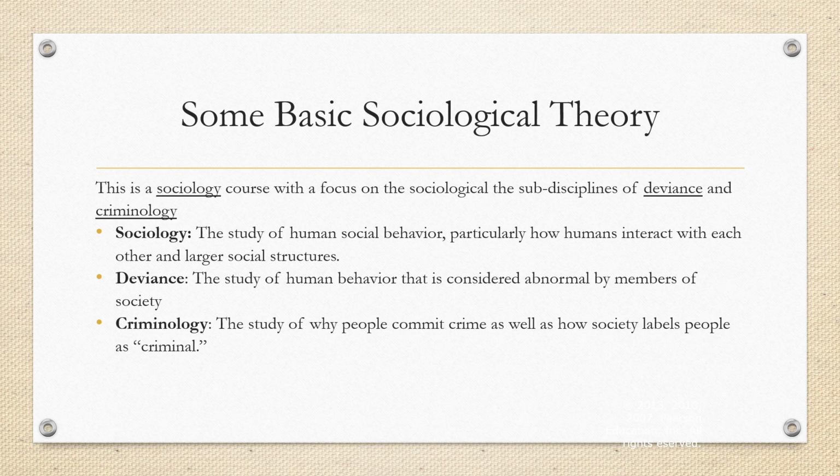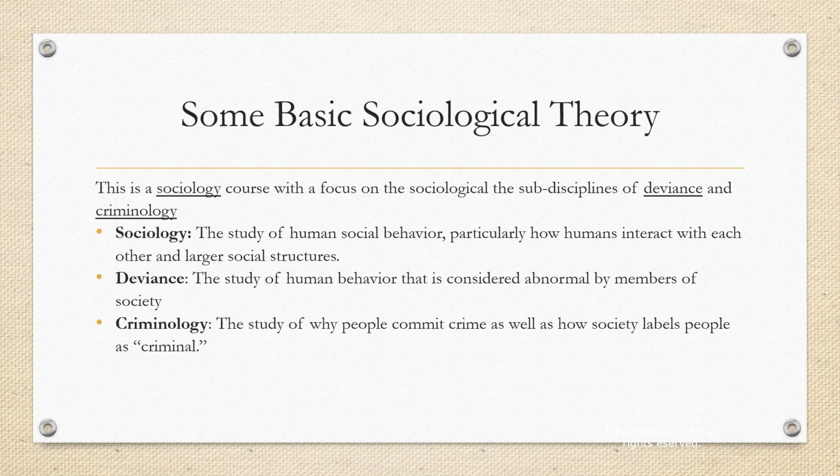Let's define each of these things though. Sociology is the study of human behavior, particularly how humans interact with each other and larger social structures. Deviance, then, is the study of human behavior that is considered to be abnormal by members of society. And what exactly is that abnormal? We'll talk about that in a few slides.